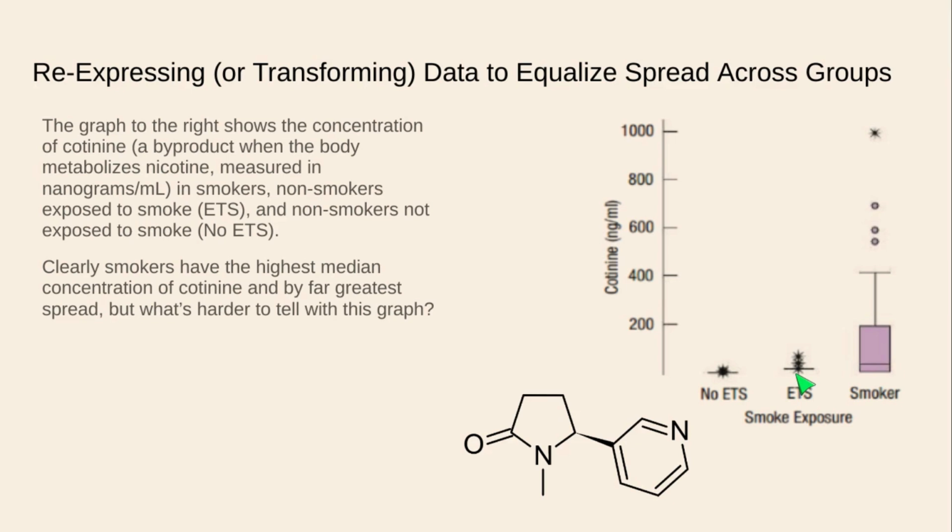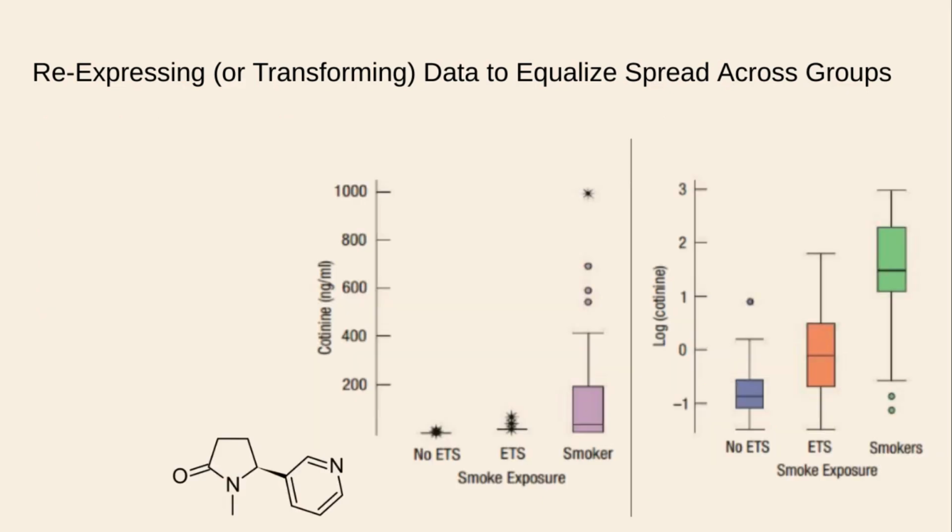Okay? How can you tell the difference in spread between these two groups? Okay, ETS is a little bit higher. The median is a little bit higher. Fine. What's the spread of these two sets like? How can we compare the spread of these two sets of data? You can't, right? Completely impossible.